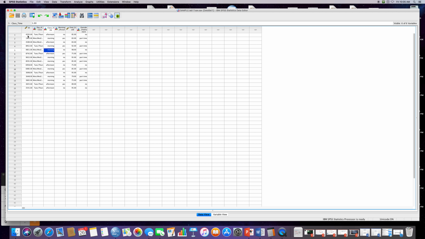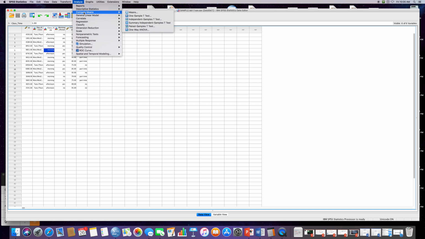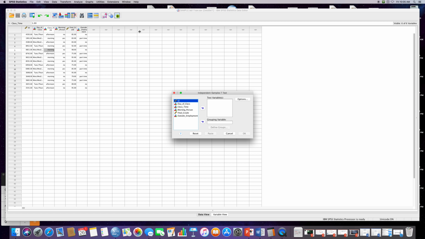How we're going to run this analysis is you go up to Analyze, down to Compare Means, and the third one down should be Independent Samples t-test. The test variable that we want to use is final grade, so we put that over into that little box. The grouping variable, the one we're going to look at for the distinct values, is whether they're a morning person or not, so I'm going to put that over in the grouping variable. You see there are two little question marks, so I need to define the groups.